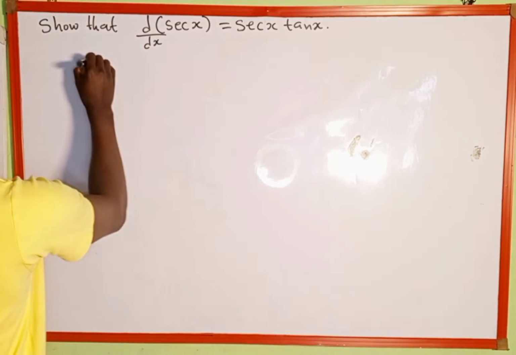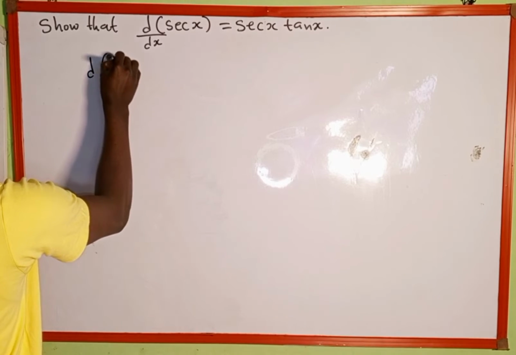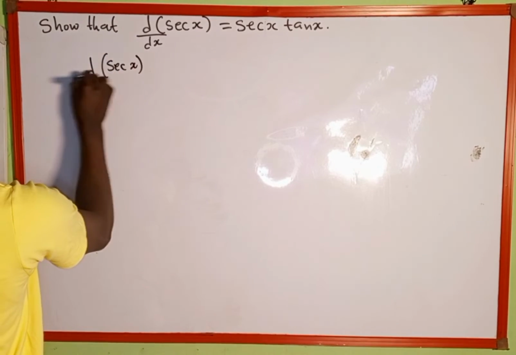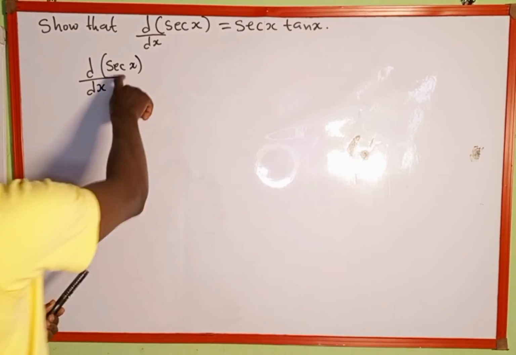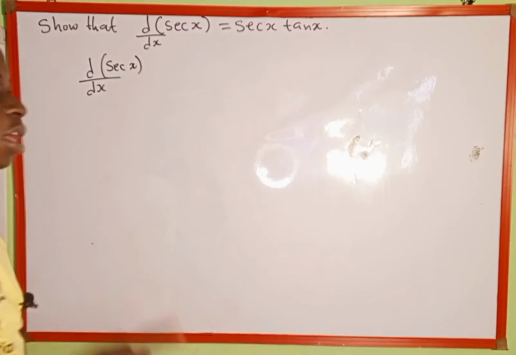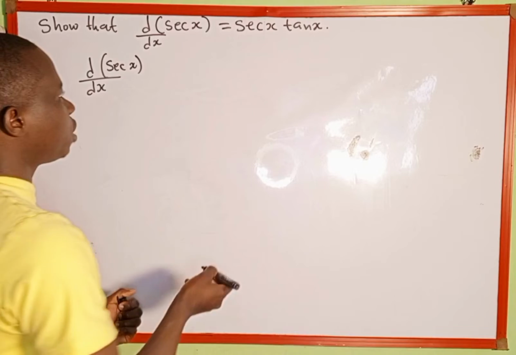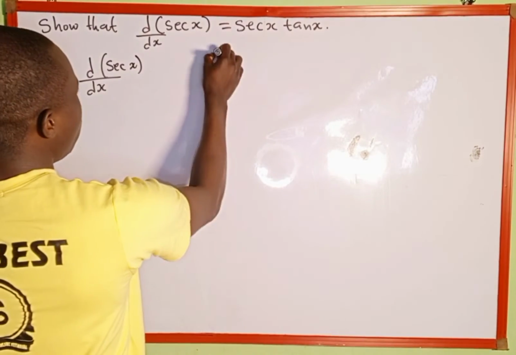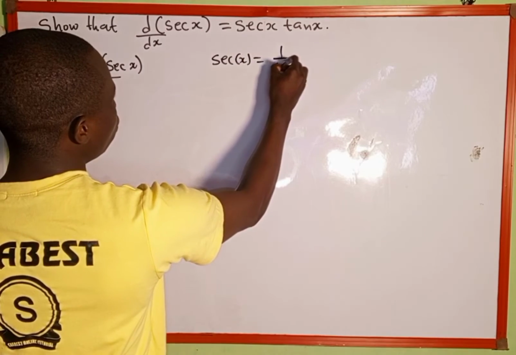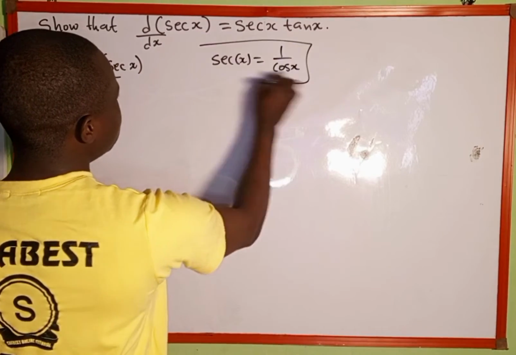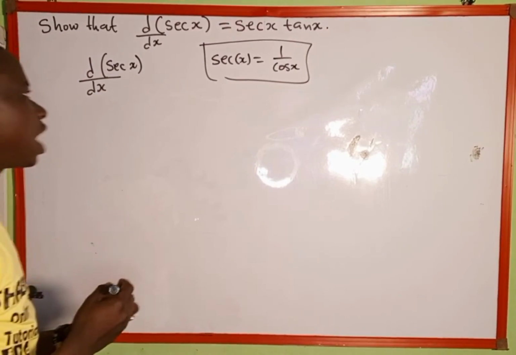From the left hand side, we have the derivative of secant x with respect to x. Now we're going to show that this is equal to this. The first thing we're going to recall is a trigonometry identity: secant x is the same as 1 all over cos x. So this is equivalent to this from the trigonometry identity.